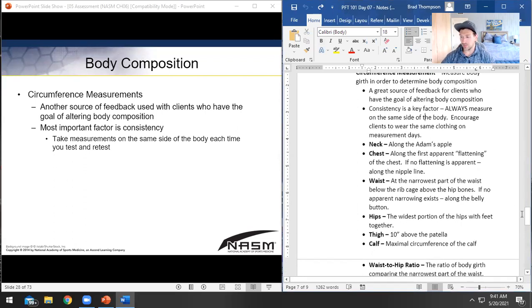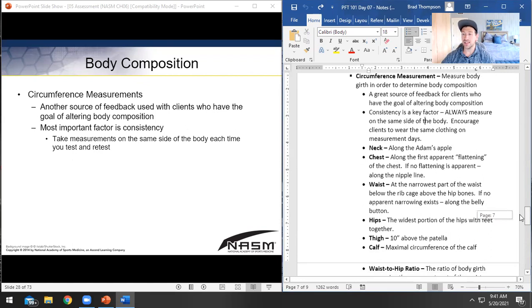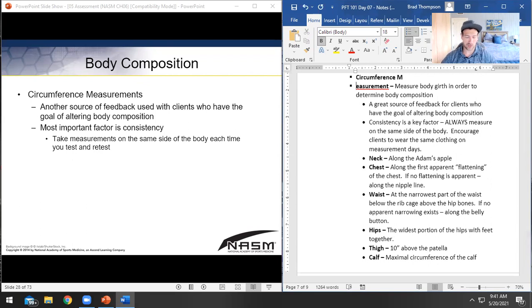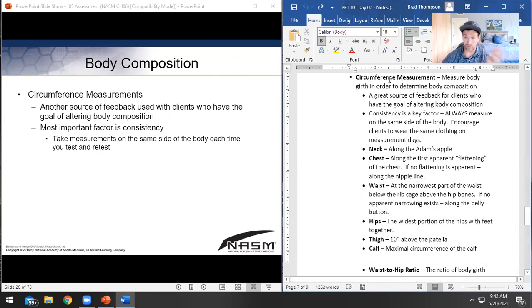Anyway, the next thing we've got to look at is circumference. That's some of our body composition. We have looked at our weight, and we have looked at our body fat percentage. Now we've got to look at our circumference measurements. If we're talking about our client's overall body girth, this is a great way to look for improvements in specific parts of the body. You are going to measure how wide certain parts of the body are, and when you're doing this, make sure you are always taking those measurements on the same side of the body every time. That's really important.